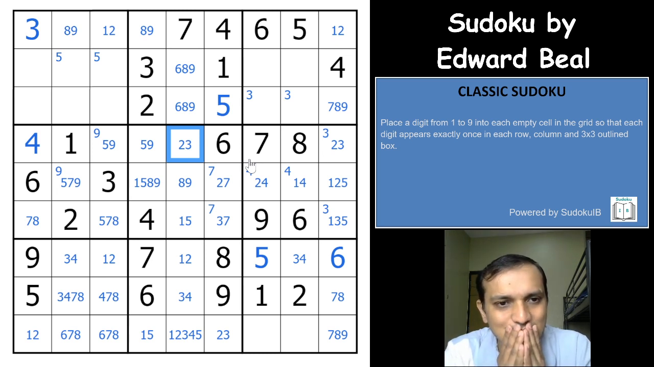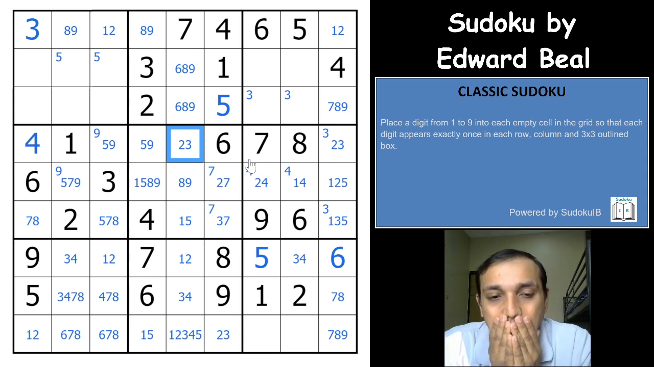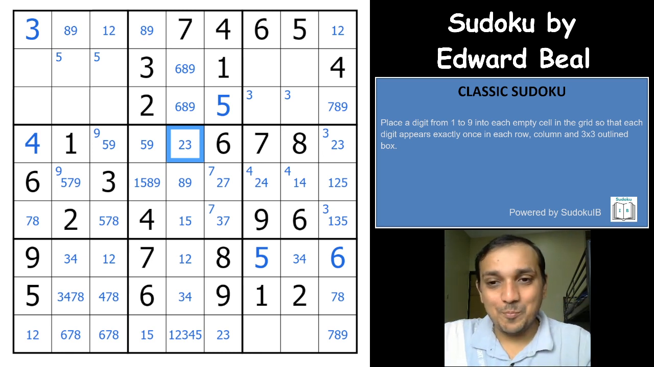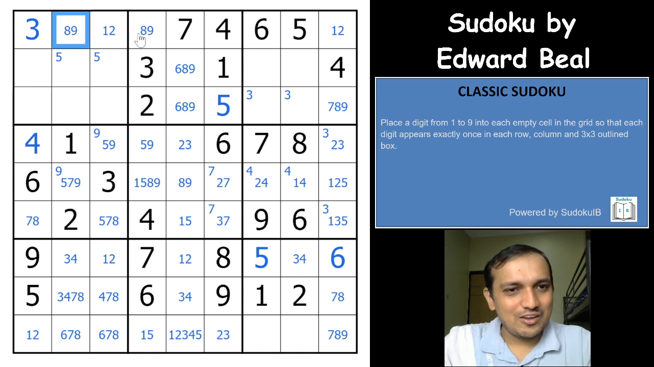Guys, I have a skyscraper of 9. Come on guys. What an amazing Sudoku this is. Marvelous. Amazing Sudoku. Thanks a lot, Edward, for such a wonderful Sudoku. I got a skyscraper of 9. So which means this cell cannot be a 9.